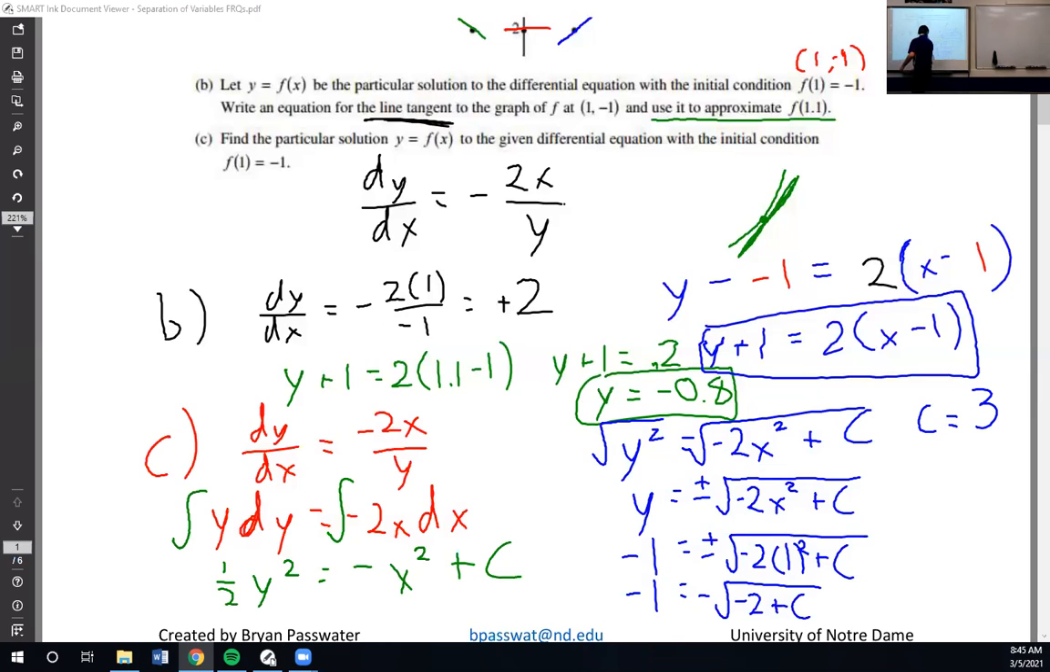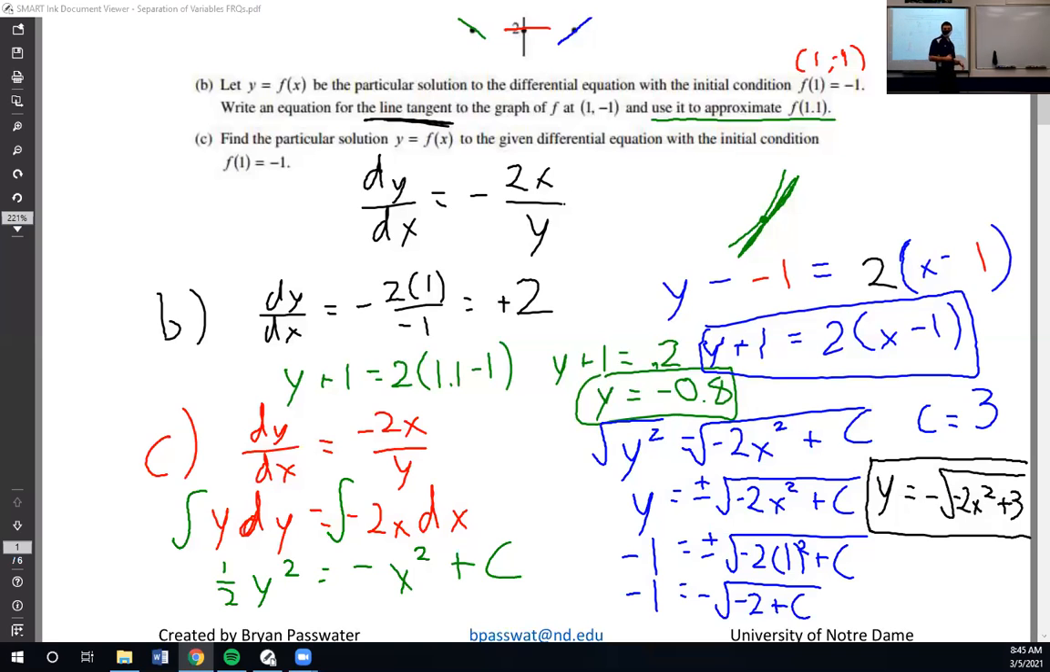And in our final answer, which is y equals negative square root of -2x squared. Our c was 3 plus 3. So that's our entire process.